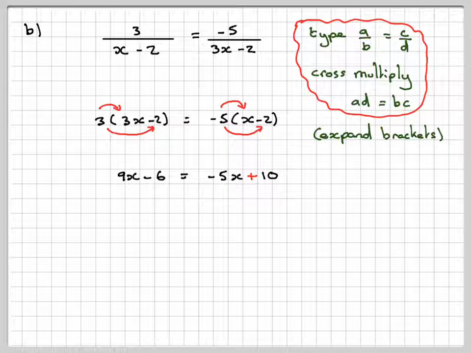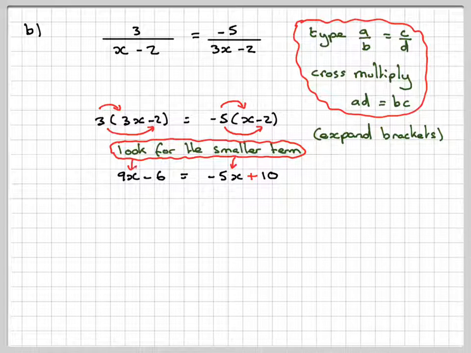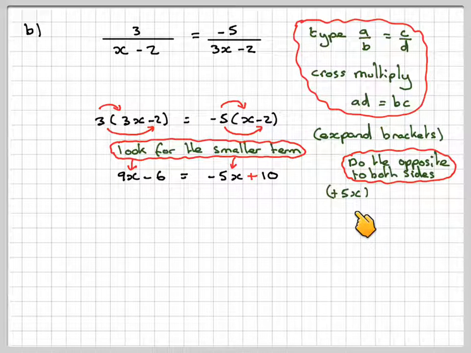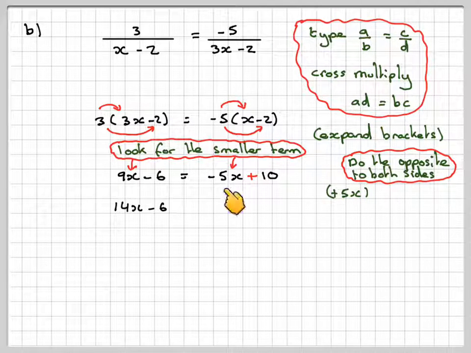Right, now we've got a linear equation with x unknown on both sides. Now the main thing is to look at 9x and minus 5x and decide which one is the smaller of the two. Well, minus 5x is far smaller than 9x. So the next thing we're going to do is the opposite thing of the smaller term, which is to add 5x to both sides. It's important that we do it to both sides. That keeps the balance. So 9x plus 5x gives me 14x. We've still got the minus 6. Minus 5x plus 5x gives me nothing, but we still have the plus 10.